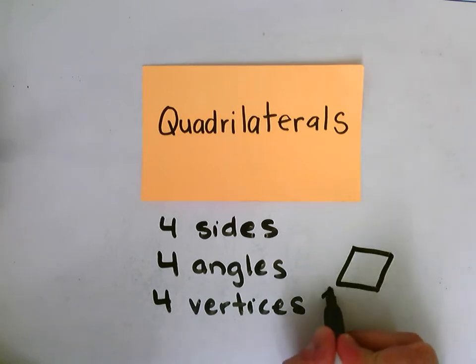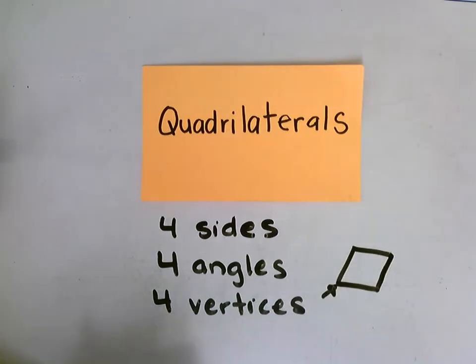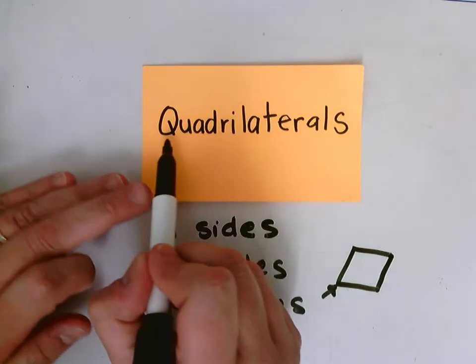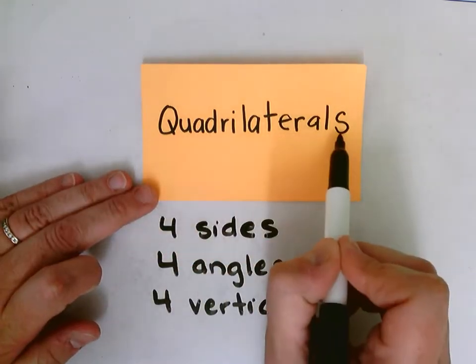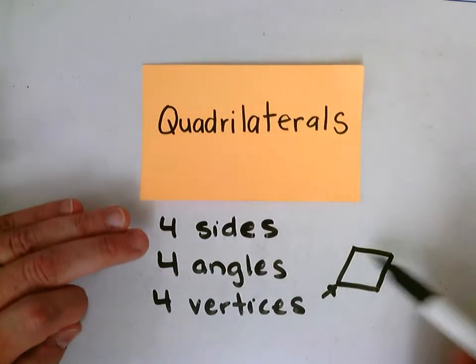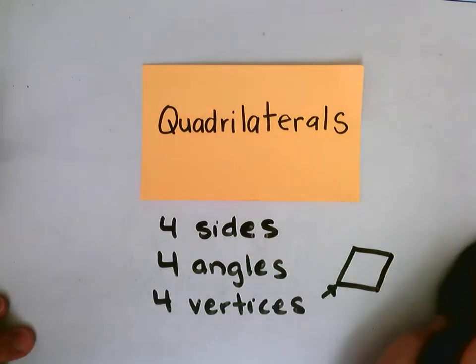Remember, vertices are the points at which two lines come together and meet. So right here would be the vertex. But when we have more than one, we call it vertices. That's the plural form. So four sides. Quad means four. Lateral means line. So it really means four lines. Four lines are coming together to make a quadrilateral.